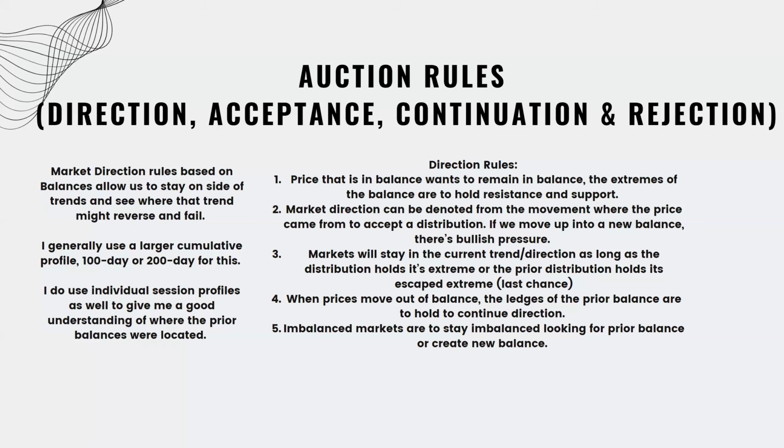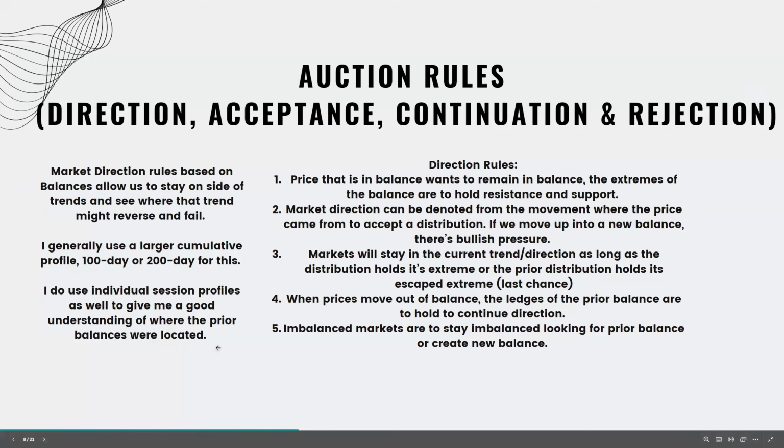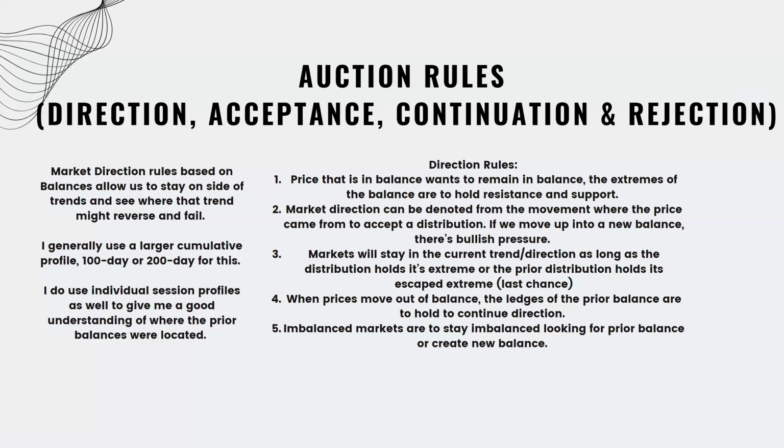So first and foremost, you saw the cumulative profile in the last slide. I generally use a larger cumulative profile, the one on the right-hand side, either a 100-day or a 200-day cumulative profile, depending on the current market situation. If we haven't traded volume in over 100 days at an area, I'll increase it to 200 days so I can get that information. I do use individual session profiles as well, like we saw in the prior slide. And we're going to look at delta profiles as well, so we can locate prior balances, individual day balances that might give us a little more information.